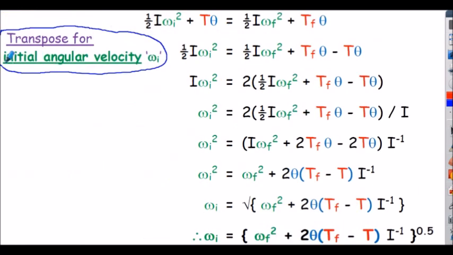Next I'm transposing for the initial angular velocity omega I shown here. To outline the steps involved in the transposition process, firstly I subtract the T theta term from both sides of the equation. Next I multiply throughout by 2. Notice I have 2 here on the right hand side, and note the use of the bracket.